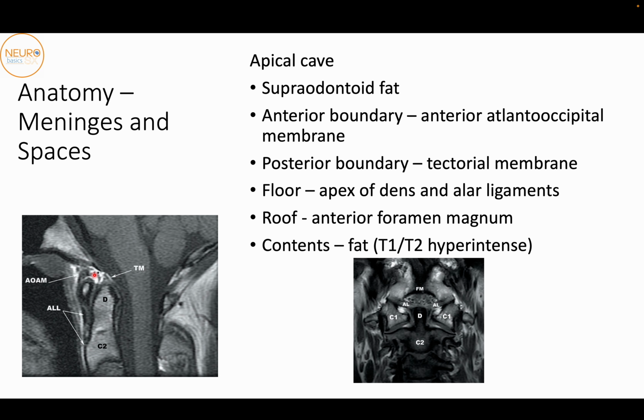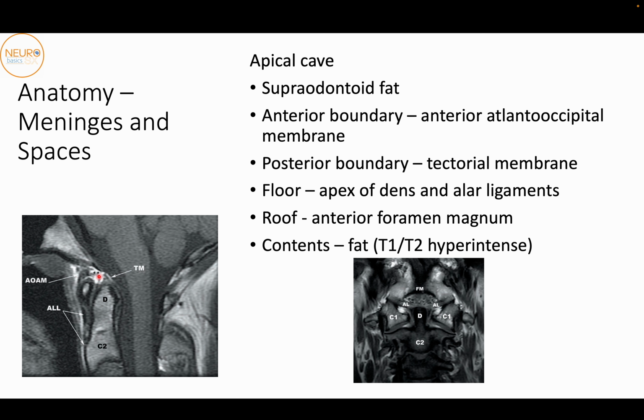Right, an important space which is present just above the apex of the dens is known as the apical cave. The apical cave is basically a space which is bounded anteriorly by the anterior atlanto-occipital membrane, posteriorly by the tectorial membrane, inferiorly by the superior border of the dens and the alar ligaments, and superiorly by the anterior foramen magnum. Now, normally the contents of this apical cave will just be fat.